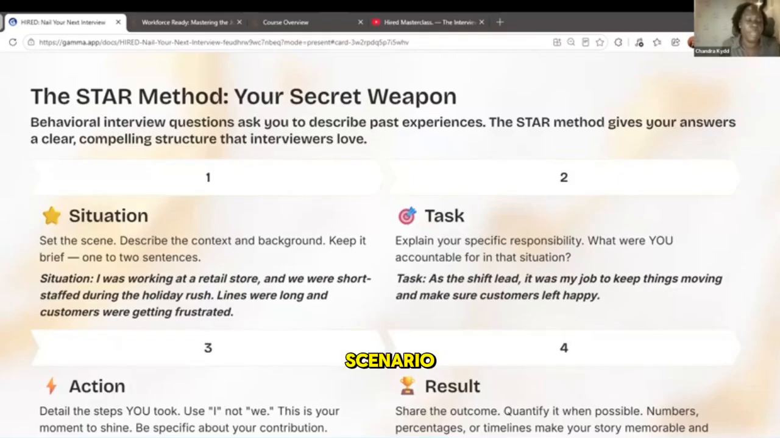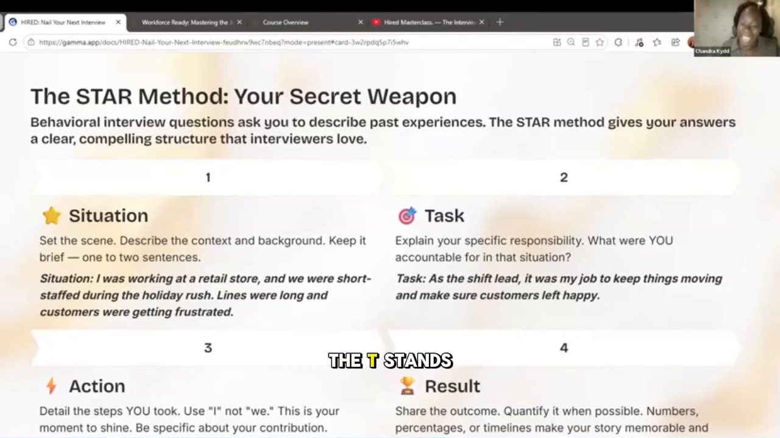So here's a scenario. Say they ask you, tell us about a situation where you solved a problem on the job. Let's pretend that's the question. If I were applying the S, situation, I might say something like, I was working at a retail store and we were short-staffed during the holiday rush. Lines were long and customers were getting frustrated. So now I just gave them the background. I presented the problem and the scenario for them to understand what's going on in the situation.